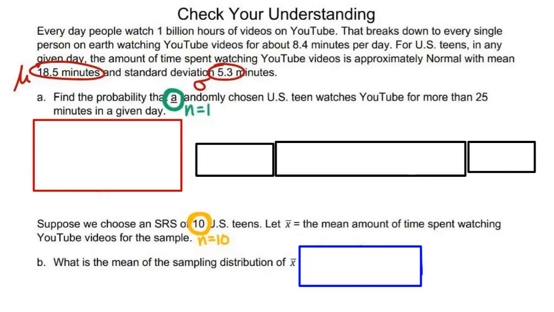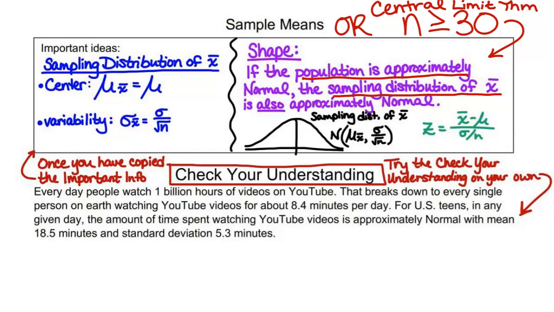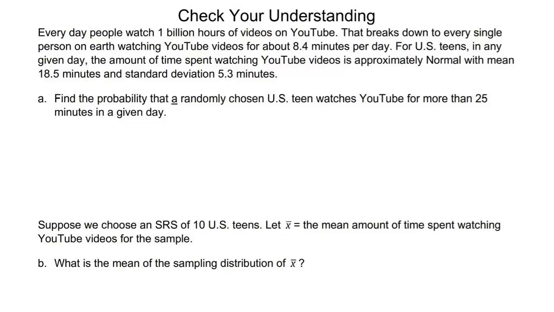What's the shape of the population distribution? Approximately normal. They said right here that it was approximately normal. So to do part A, we're going to do a normal distribution.